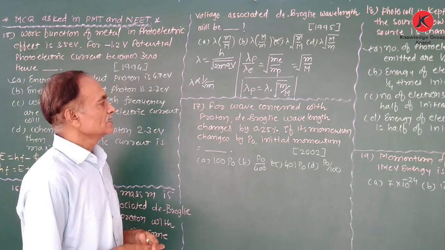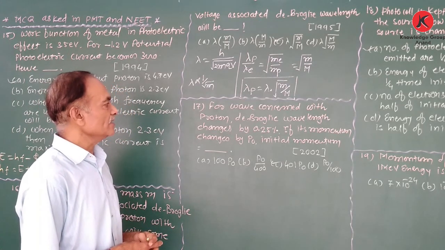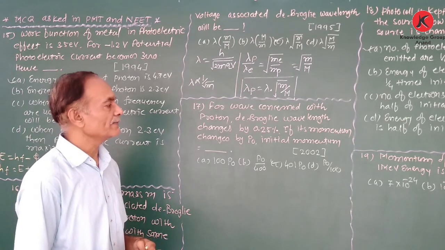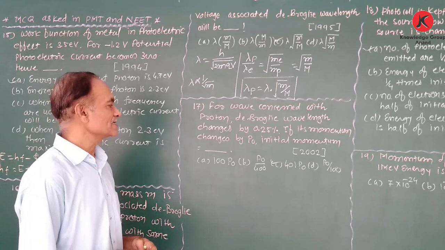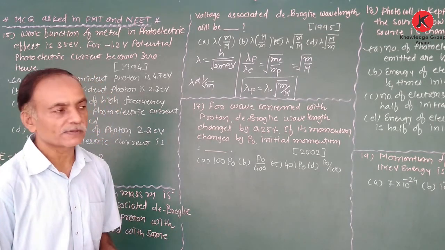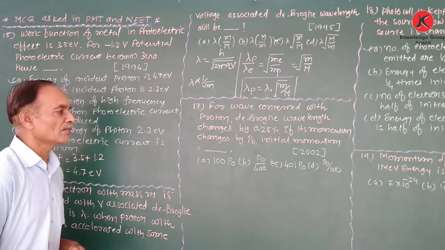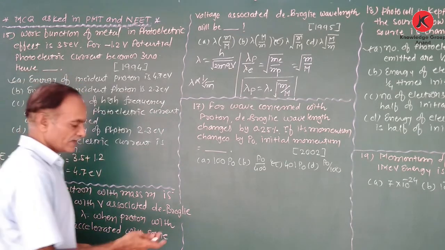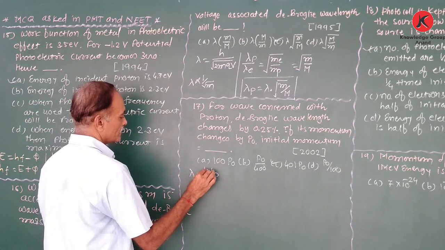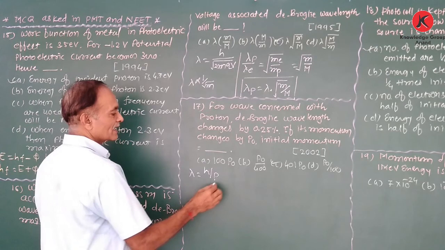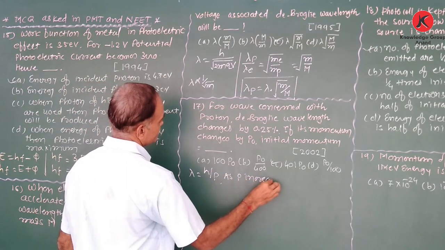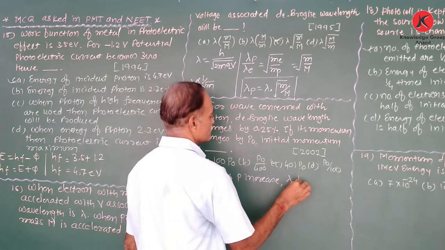Now the next question is about the wave associated with a proton. The de Broglie wavelength changes by 0.25% if its momentum changes by p0. What is the initial momentum of the proton? For that purpose, we know that lambda is equal to h upon p. As momentum p increases, lambda decreases.